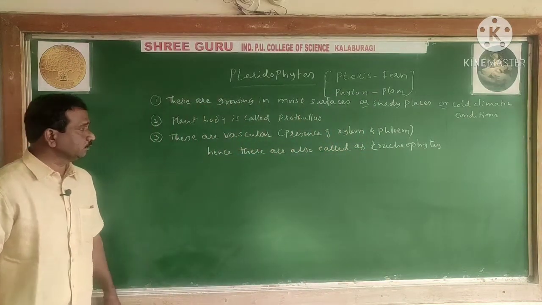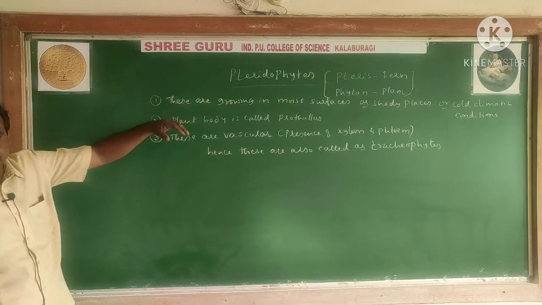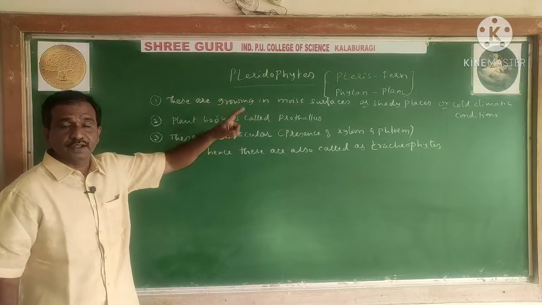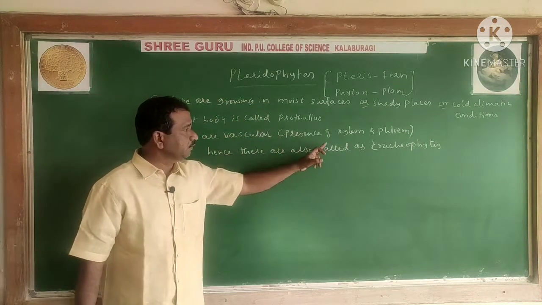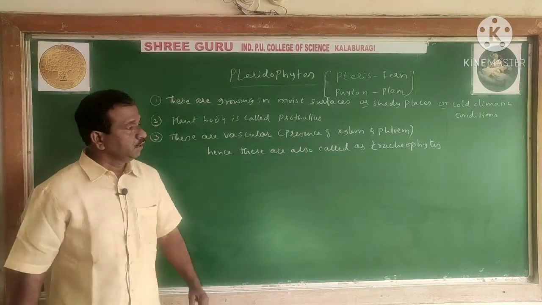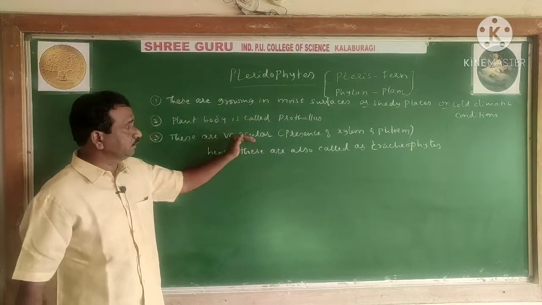So like this you can observe that these are growing on moist surfaces or shady places or cold climatic conditions, and the plant body is called a prothallus, where the plant body is differentiated into root, stem and leaf. These are vascular, with presence of xylem and phloem. Hence these are also called tracheophytes. Now we will stop here itself, then we will discuss some features of these things.